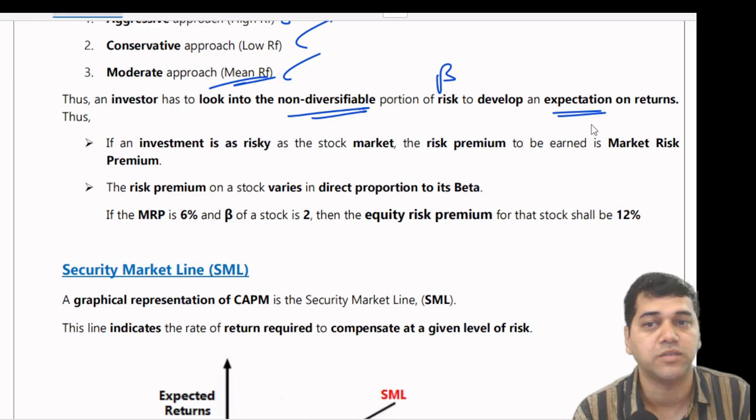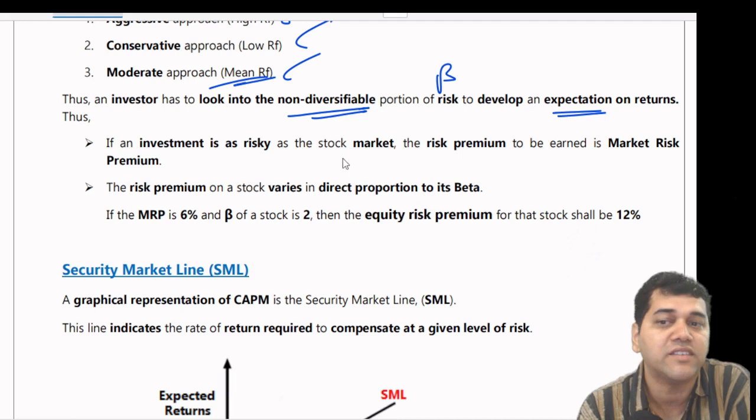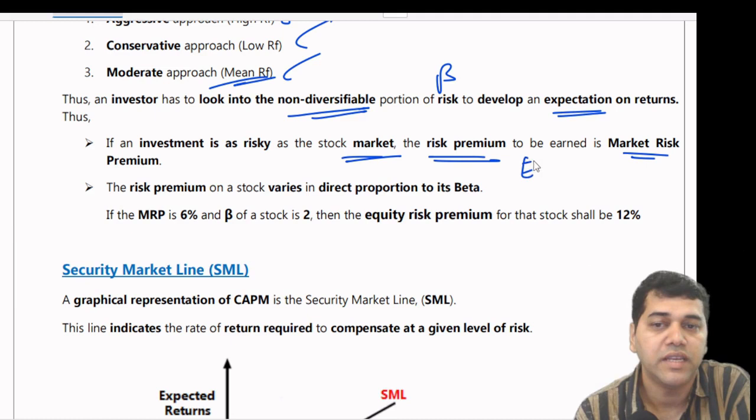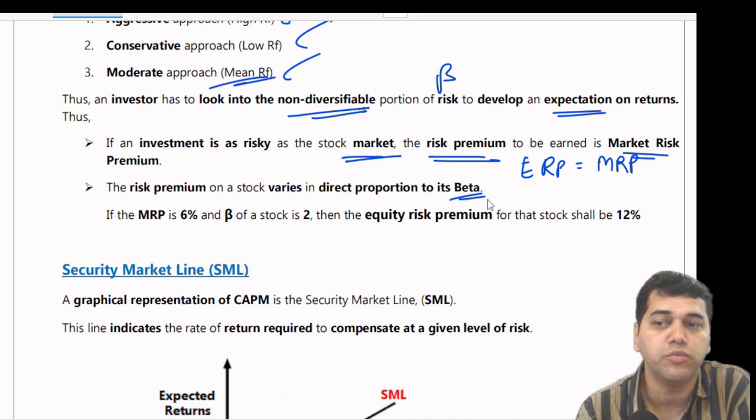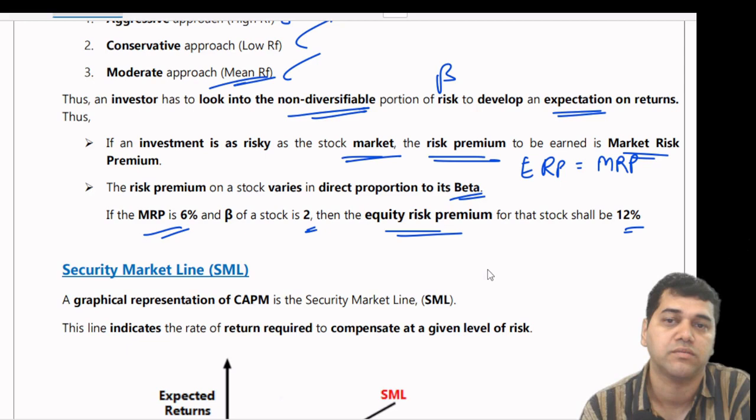So if the investment is as risky as the stock market, then the risk premium is nothing but the market risk premium. Then ERP is going to become MRP, because the beta of the stock is 1. The risk premium on the stock varies in direct proportion to beta. If MRP is 6% and beta is 2, then ERP will be 12%, because your stock is double the market risk.